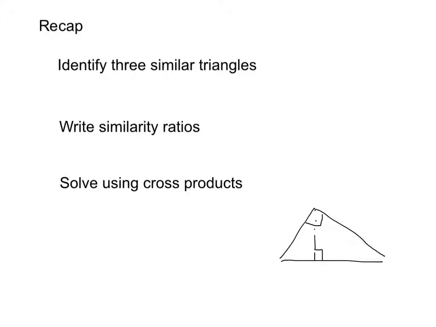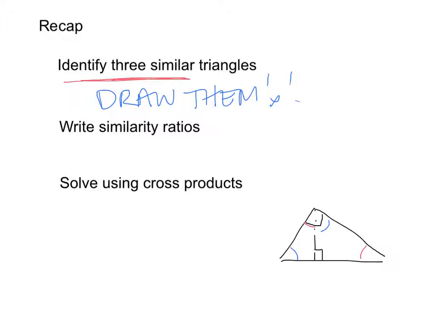When we have this situation, the most important thing to do is make sure you identify the three similar triangles and mark them up. Where are the angles that they have in common? What are the sides that they have in common? I like to draw out three different triangles. I'm going to even write that. Draw them, so that you can see the parts that go together, where those similar pieces are. Then you can use those similar pieces to write your similarity ratios.